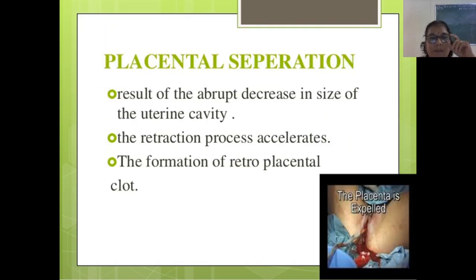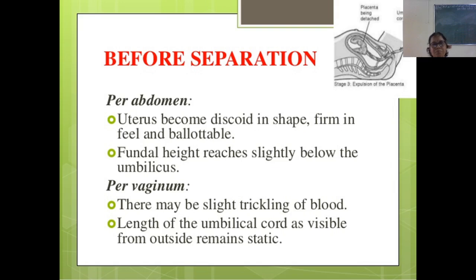So placental separation. What is placental separation? It is a result of abrupt decrease in the size of the uterine cavity. The retraction process will accelerate, and a uteroplacental clot forms. Before separation, if you examine the abdomen, the uterus looks discoid in shape, firm in feel and palpable. Fundal height reaches slightly below the umbilicus. On vaginal examination, there may be slight trickling of blood.